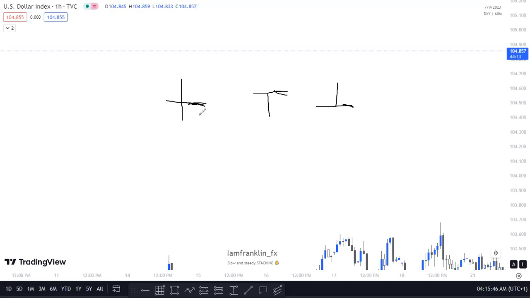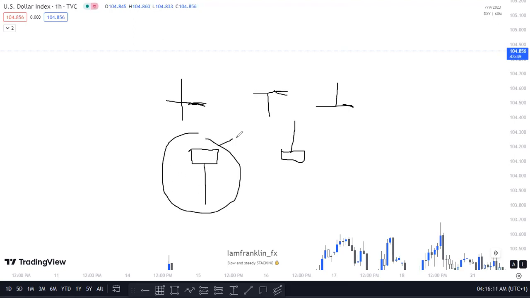Then other types similar to the doji are the hammer and the pin bar. The pin bar looks something like this, and the hammer looks something like this. The pin bar is almost similar to this doji format, and the hammer is almost similar to this doji format. Remember, these three are doji, but this is the pin bar and this is the hammer.